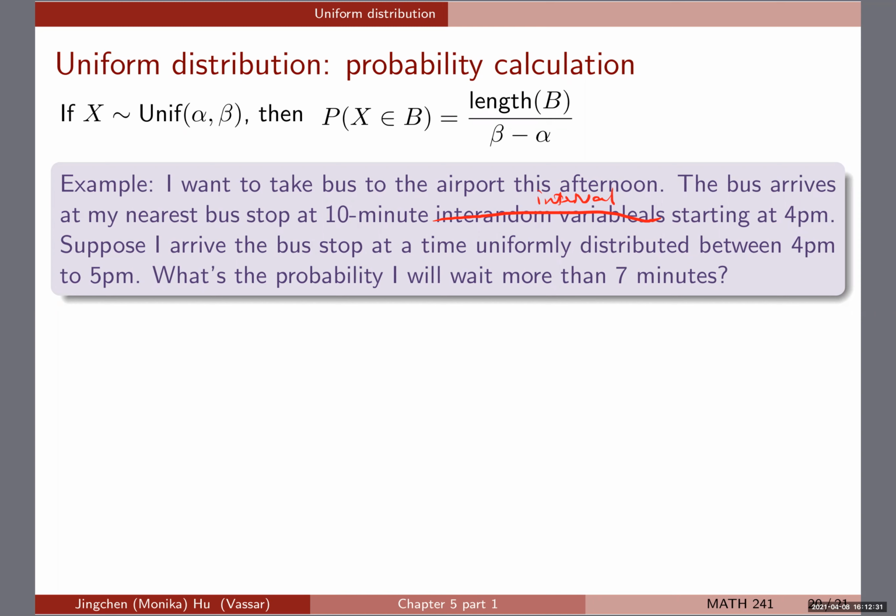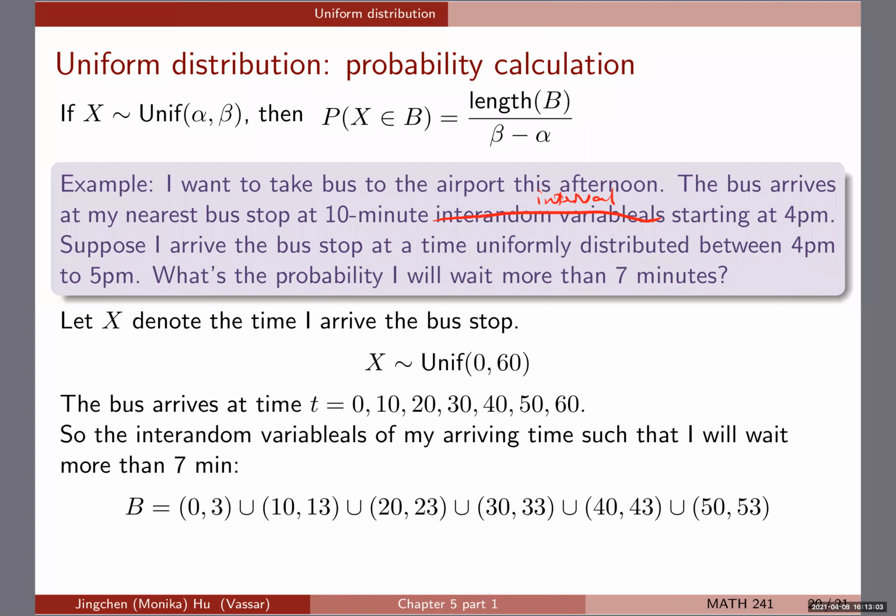All right, so let's start by defining my random variable. Let's just say it's X, the time I arrive at the bus stop. If I think about it in terms of minutes, it's going to be a uniform random variable between 0 and 60. In particular, the question told us that the bus is going to arrive at a 10-minute interval starting at 4, so the times that the bus arrives are 0, 10, 20, 30, 40, 50, and 60.